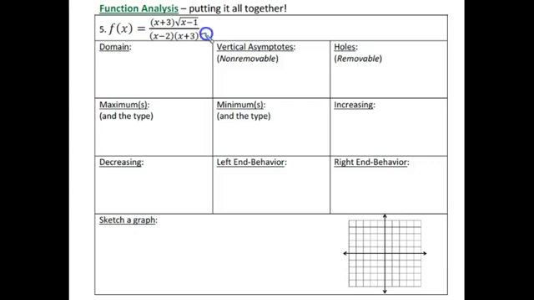So in a fraction, we know our denominator cannot equal 0. So some domain values or x values that are not going to work in this particular function would be that x cannot equal 2.